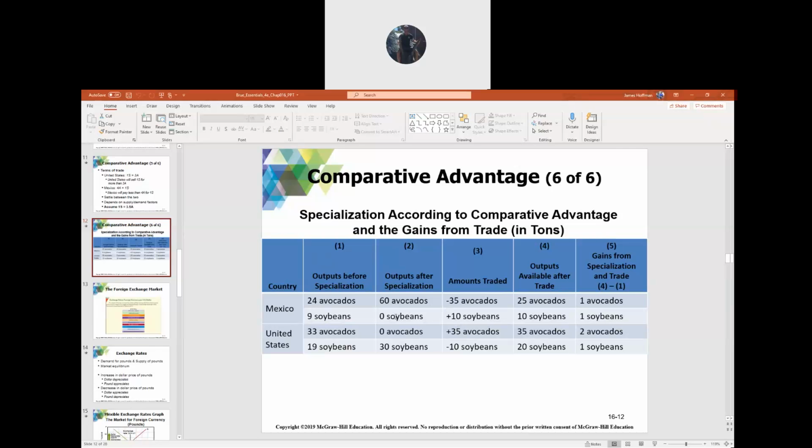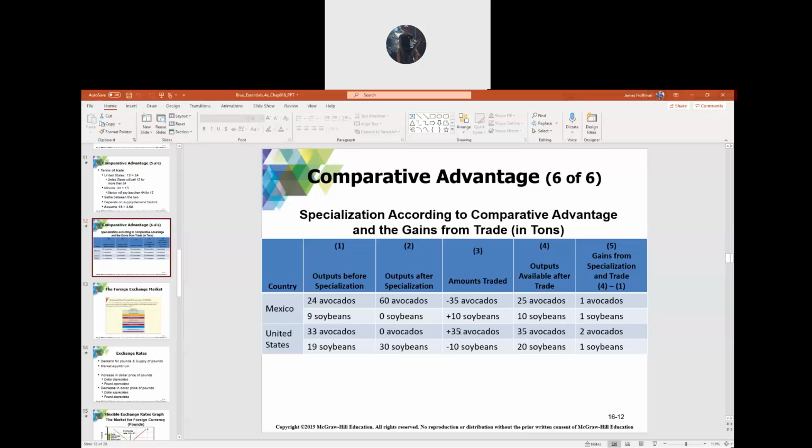right? So here, this is the specialization for Mexico. They trade away 35 avocados and get 10 soybeans at that exchange rate. And the US, they trade away 10 soybeans and get 35 avocados. So these go back and forth, okay? See how Mexico gets a minus 35 avocados, and the plus 35 avocados goes to the U.S. Mexico gets a plus 10 soybeans, and the minus 10 soybeans goes to the U.S.